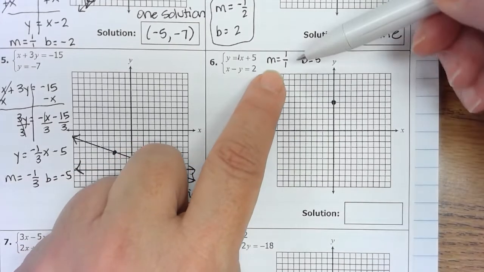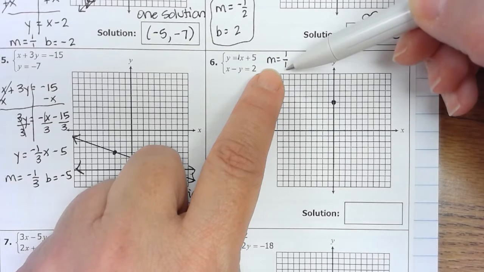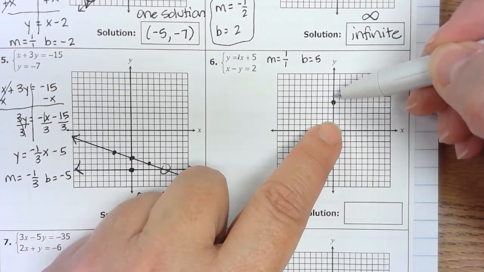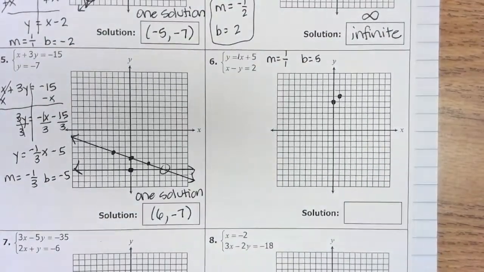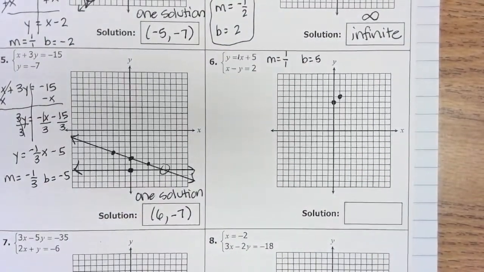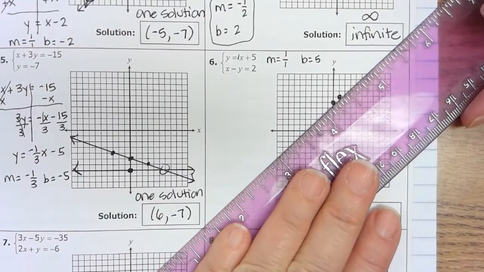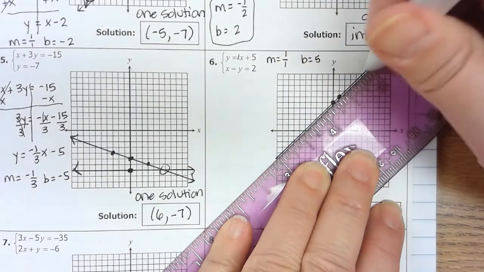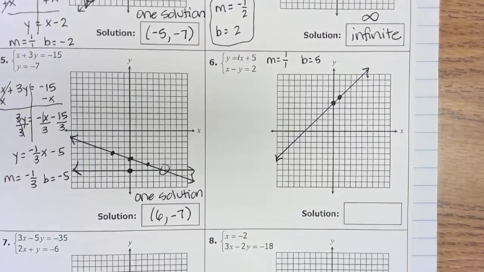Then I'm going to use the slope to find the second dot. Remember, slope is rise over run, so I'm going to go up 1 and over 1, and since this is positive, I'm going to go up and to the right. Then I'm going to take my ruler, and I'm going to connect my dots. So there's the first line graphed.